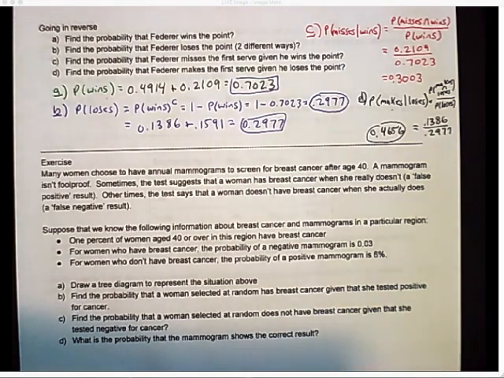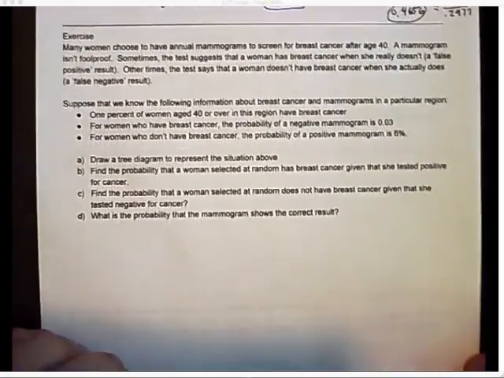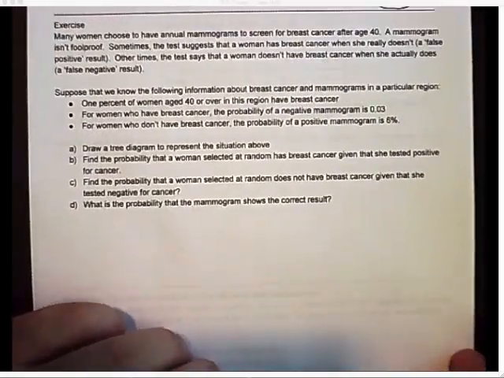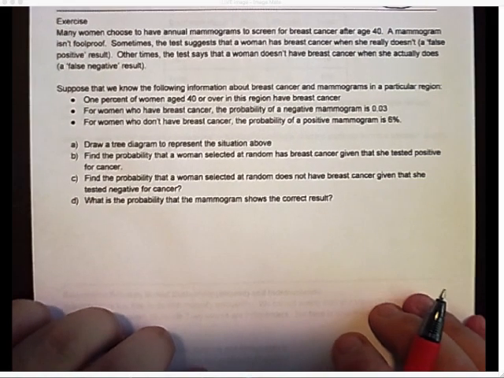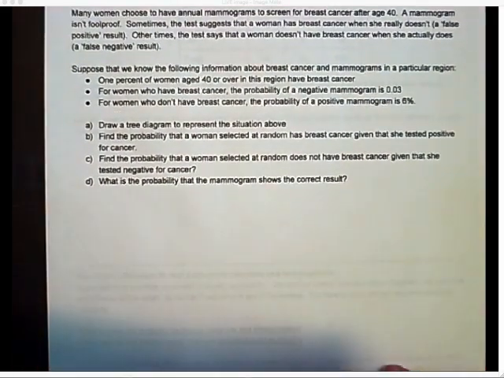All right. So here's another example, another exercise. It says, many women choose to have annual mammograms to screen for breast cancer after age 40. A mammogram isn't foolproof. Sometimes the test suggests that a woman has breast cancer when she really doesn't, which would be called a false positive. Other times the test says that a woman doesn't have breast cancer when she actually does. That's a false negative.